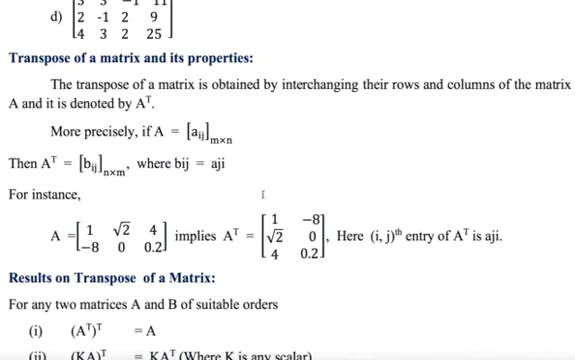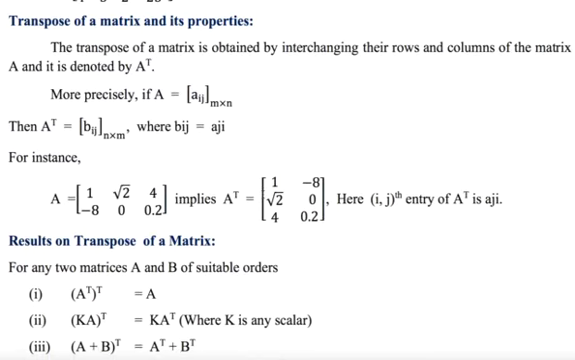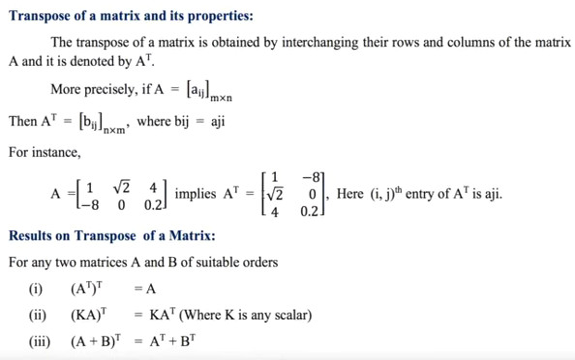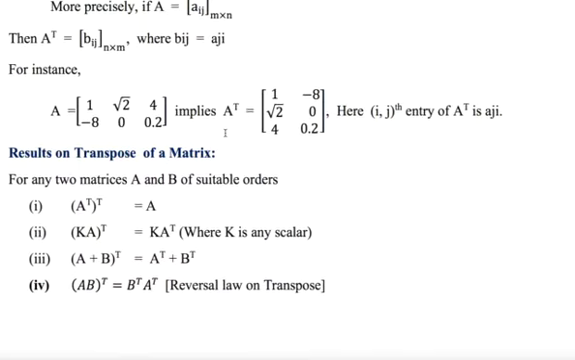Transpose of a matrix and its properties. The transpose of a matrix is obtained by interchanging the rows and columns of the matrix. A matrix A's transpose is denoted by A transpose. If A is m cross n, then A transpose will be Bij, n cross m, where Aij equals Bij equals Aji. For instance, this is the transpose. This row 1, root 2, 4 becomes the column in the transposed matrix.